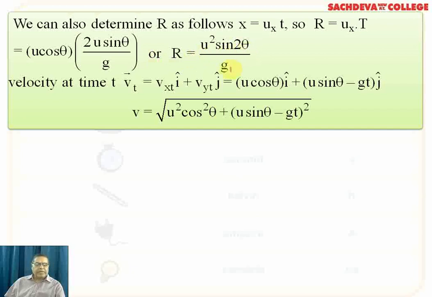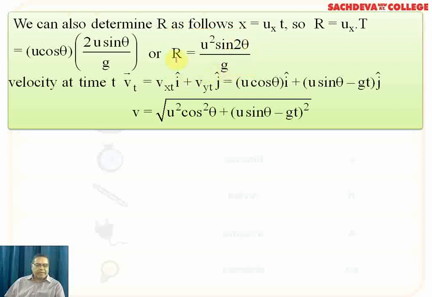So from where did we get sin 2 theta? Sin 2 theta means 2 sin theta cos theta. So that is sin 2 theta. So the range is calculated by the function u square sin 2 theta divided by g.